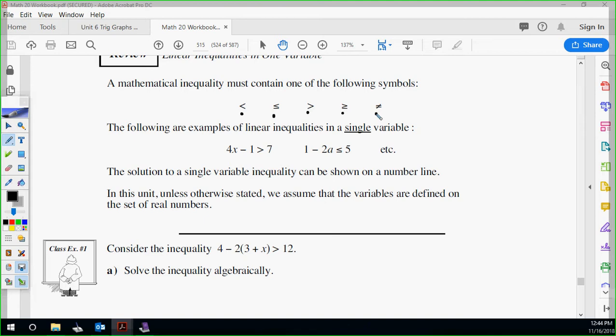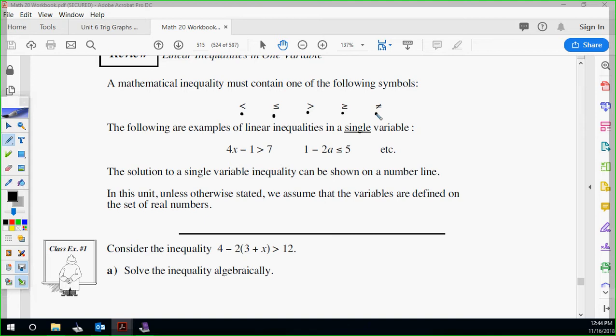The following are examples of inequalities in a single variable. So 4x minus 1 is greater than 7. 1 minus 2a is less than or equal to 5. Now the important part here is that when we're solving for these, if we want to know what x is, we treat the inequality as an equal sign. So you just treat that as an equal sign and solve for the variable. You still do stuff to both sides, it still works. The inequality doesn't change how you treat your equation.